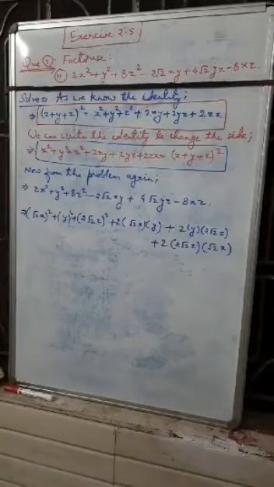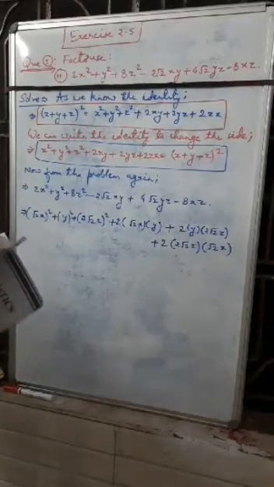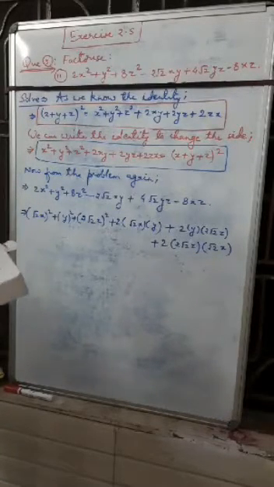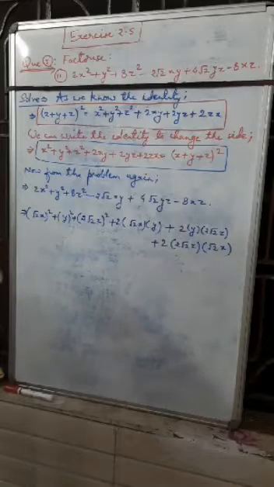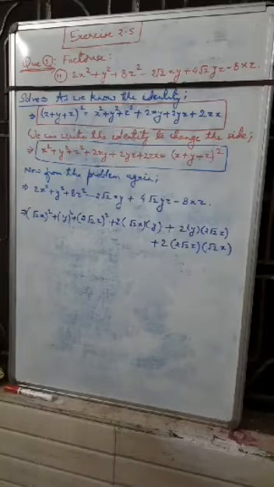Students, we will try to solve question number 5 of exercise 2.5. Question number 5 2. Factorize 2x square plus y square plus 8z square minus 2 root 2 xy plus 4 root 2 yz minus 8xz.